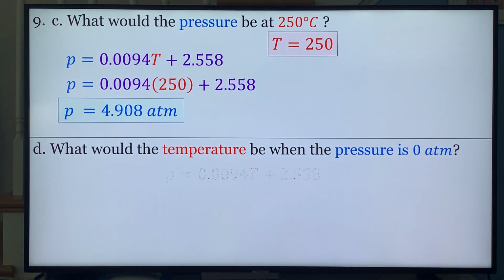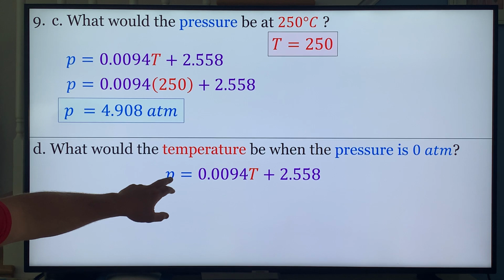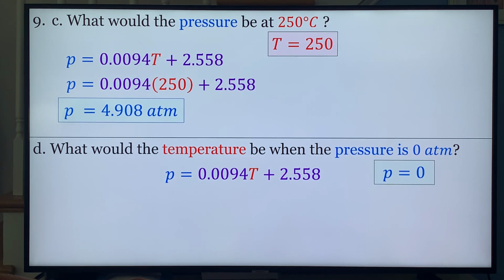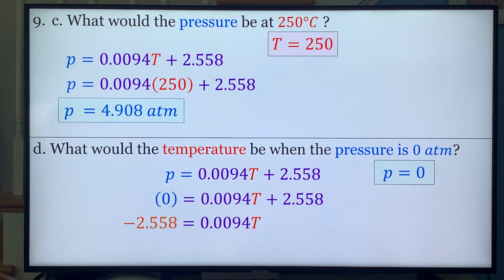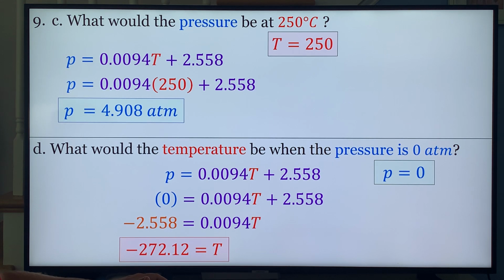What would be the temperature when the pressure is 0? So in this case, you set P equal to 0, and you solve for T. So 0 equals that, so you subtract 2.558 from both sides, divide by 0.00936, and you get negative 272.122, which is almost the lowest temperature you can possibly get. Not quite, but this close. Got it?